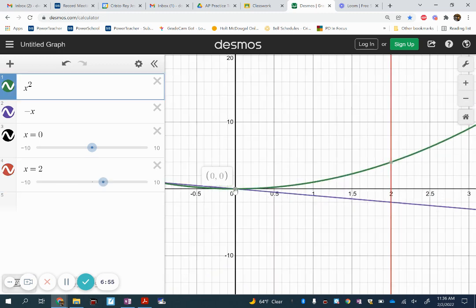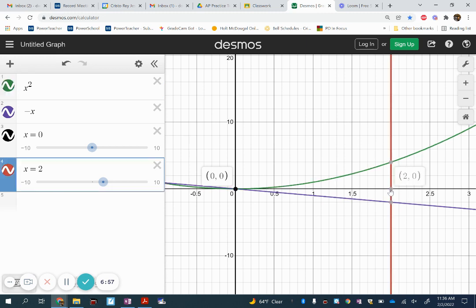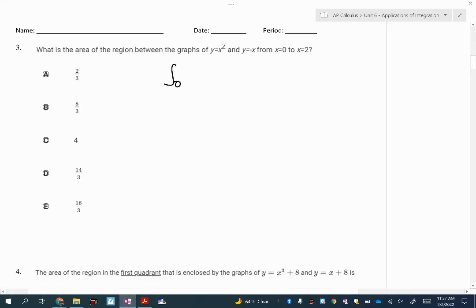So it looks like from 0 to 2, the green function is above the purple function, my line, the entire time. So in terms of figuring out what the area is between these two curves, I'm going to subtract my quadratic minus my linear function. All right, so the integral is going to be from 0 to 2 of x squared minus negative x. Okay, so I'm going to write that a little bit nicer. So that's x squared plus x.